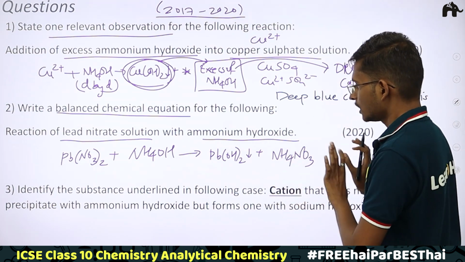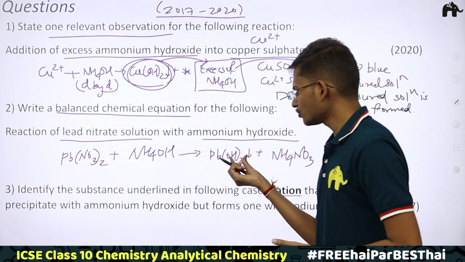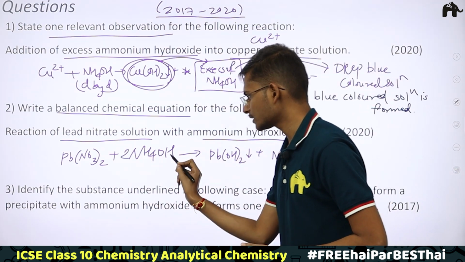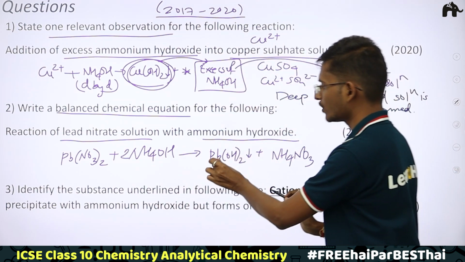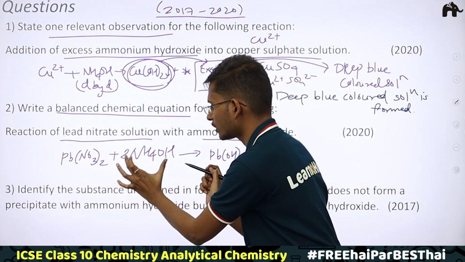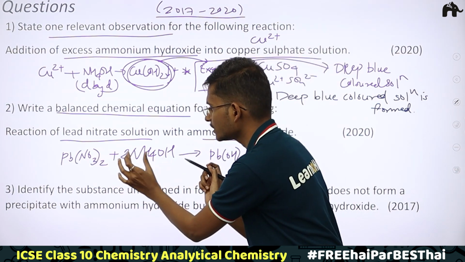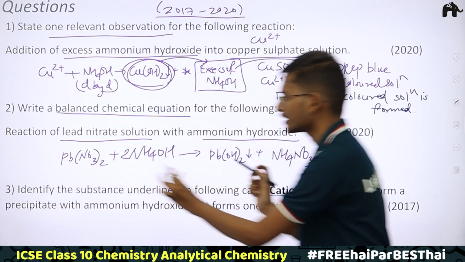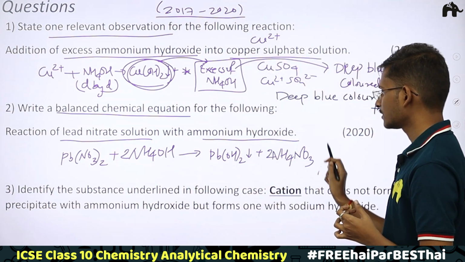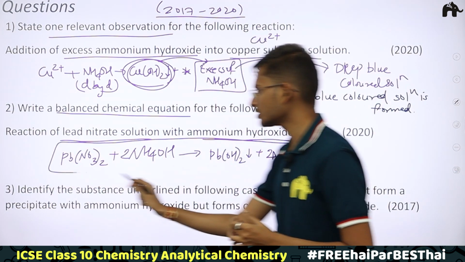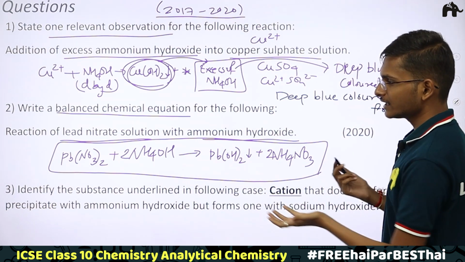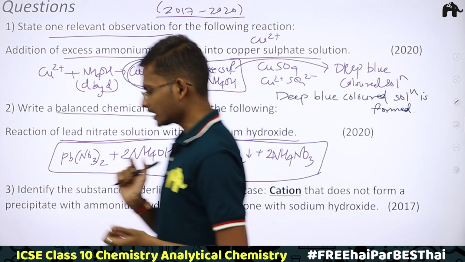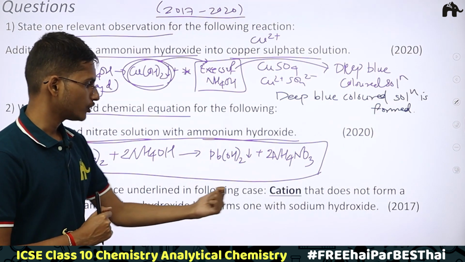Very simple. Now we have to balance it simply. So 2 hydroxides. Here there comes 2 hydroxides. Then 1 lead. So see, 1 lead and 2 hydroxides are balanced. Now what is remaining? 2 ammonium ions, 2 nitrate ions would form 2 ammonium nitrate. We have written the balanced chemical equation. That's it. Then next is identify the substance underlined in the following case.